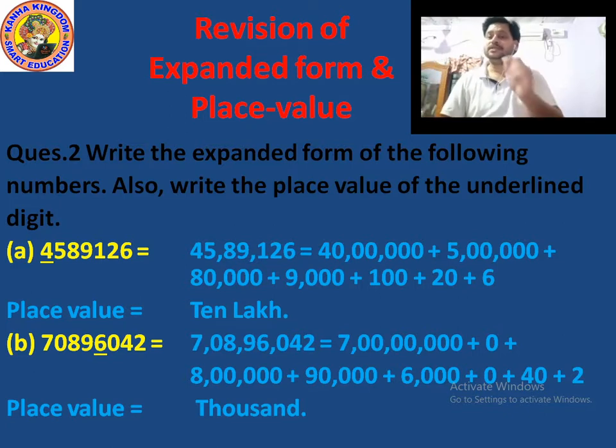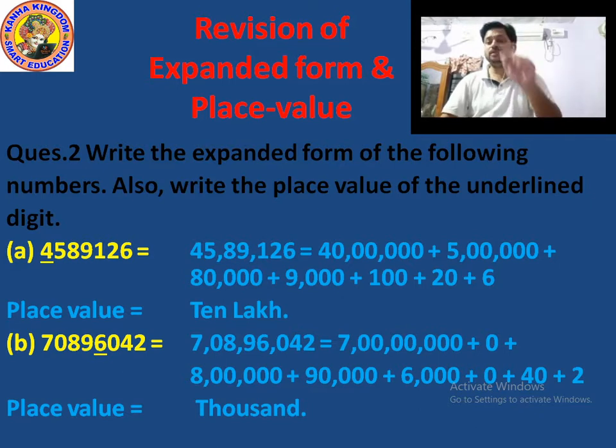So this is the second comma. So what you have to do? 8 comma 00 comma 000 plus, after 8, 9. So where is 9? 9 in thousands period. And where is 9? Just after the first comma? No. Just after the first comma is 6, and 9 is just after 6. So 9 in ten thousands place.